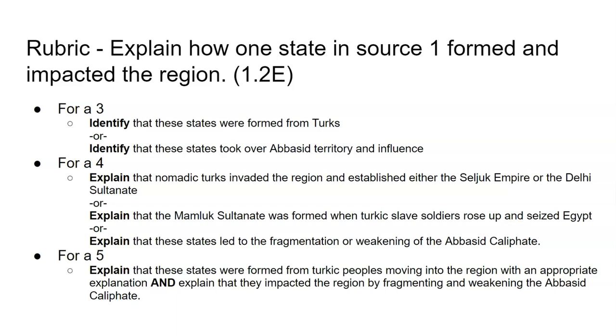Now, if you wanted that 5, if you wanted to get advanced on the rubric, you needed to explain that these states were formed from Turkic peoples moving into the region with an appropriate explanation, and you also needed to explain that they impacted the region by fragmenting and weakening the Abbasid Caliphate. So for a 5, you had to mention specifically how it was formed and how it impacted the region, specifically that it caused the collapse of the Abbasid Caliphate.